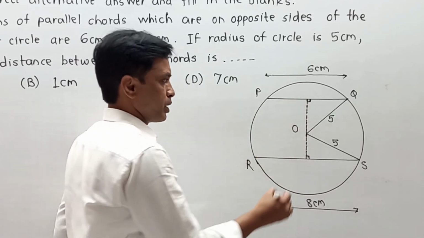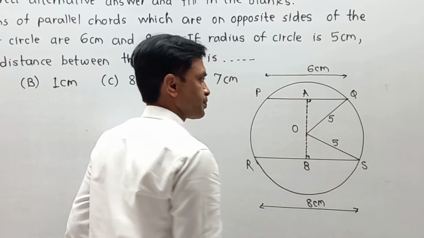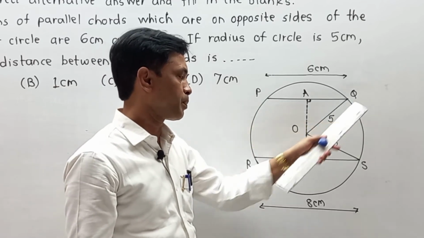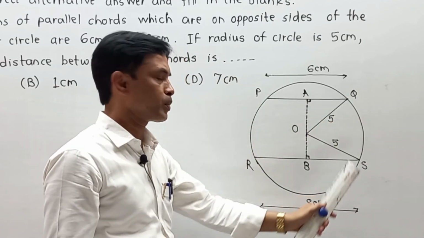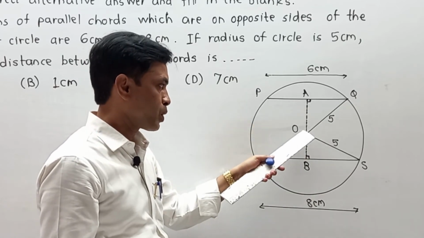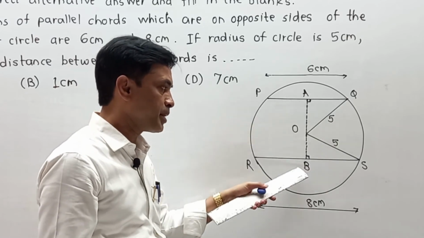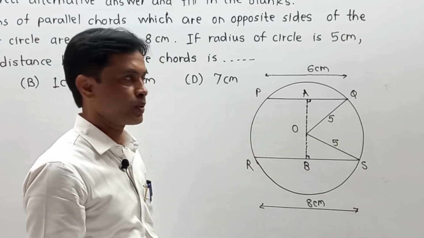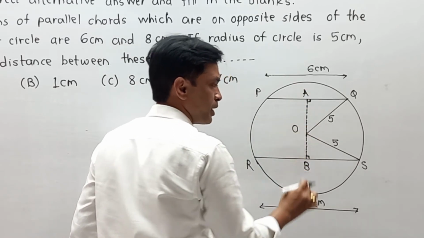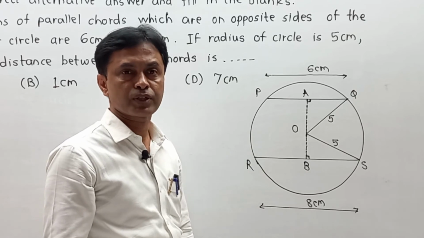Let us say I am going to call this point A, and this point B. Logically, OA is perpendicular to chord PQ and OB is perpendicular to chord RS. Naturally, these are parallel chords. So O, A and B, all three points are on the same line, meaning AB is a straight line which passes through O. If we can get OA, we are able to get OB. Then we can directly calculate AB, and that is the required answer for this question.